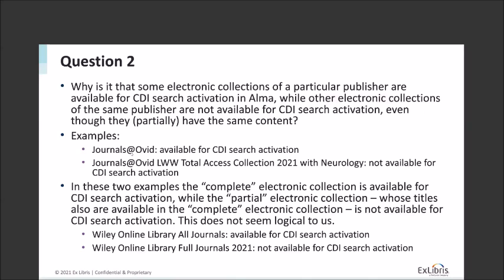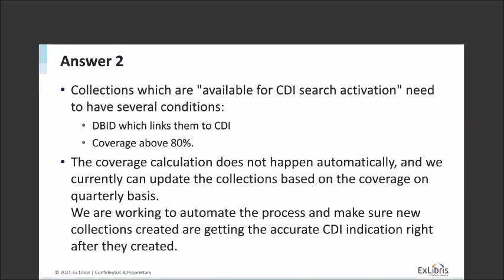In these two examples, the complete electronic collection is available for CDI search activation, while the partial electronic collection, whose titles also are available in the complete electronic collection, is not available for CDI activation. And there is another example here from Wiley. Okay, so we will explain how this available for CDI search activation indication works.